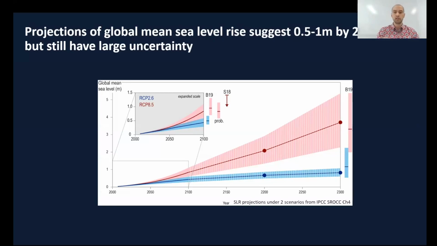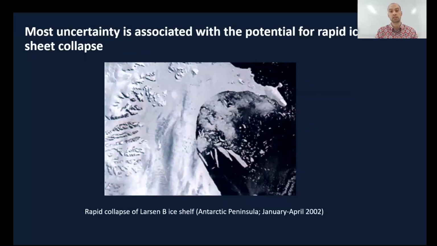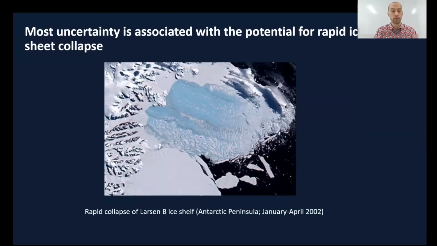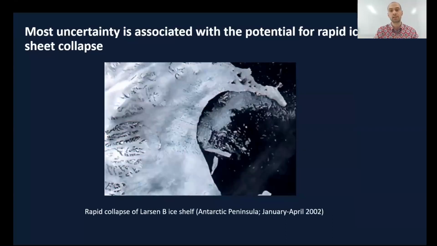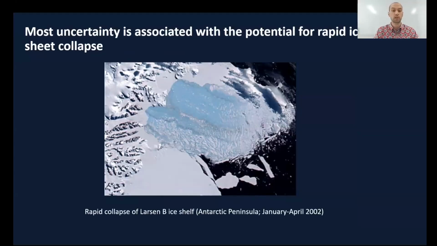But you'll see that firstly they're projecting a straight line, and they're also projecting these large error bounds. What those error bounds are kind of capturing, or not capturing as it were, is that there's a huge amount of uncertainty in how the Antarctic ice sheet is going to react to warming oceans and eventually warming atmosphere. In particular, there's potential for rapid ice sheet collapse.